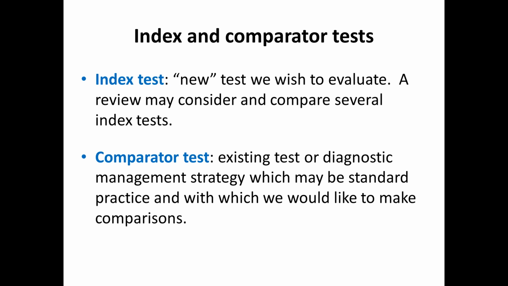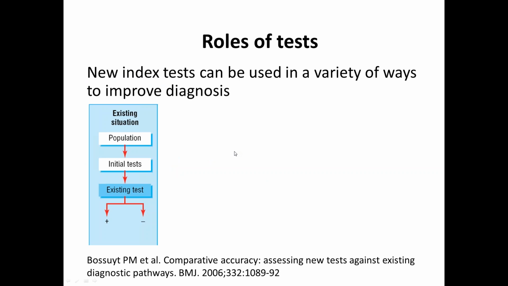Okay, I think we've already covered this, so I'll just skip this slide. We've already talked about the index test and comparing tests. But let's talk about the role of tests. So this slide refers to a paper written by Patrick Bossuyt, who's been very influential as to how we do these reviews in Cochrane. What we find when we're looking at comparing tests is that the new test could be used in several different ways. And again, its accuracy will depend on which way it's going to be used.